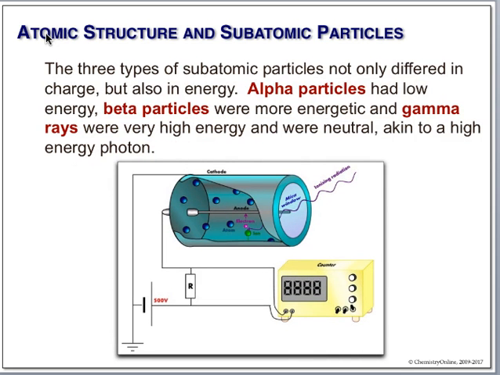Alpha particles. An alpha particle, like I said, is very low energy, heavy particle. We'll talk about what it's made of in a second. Beta particles are more energetic and gammas are very. We can detect their presence using what's known as a Geiger counter.